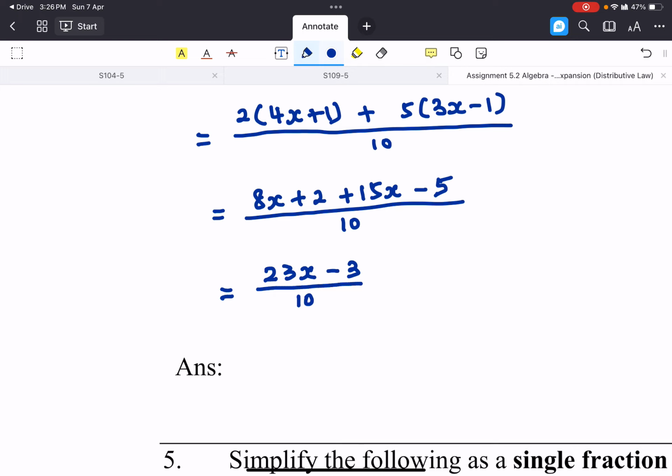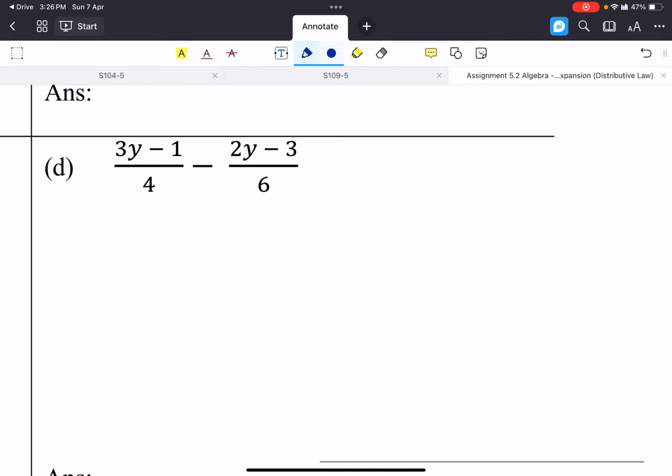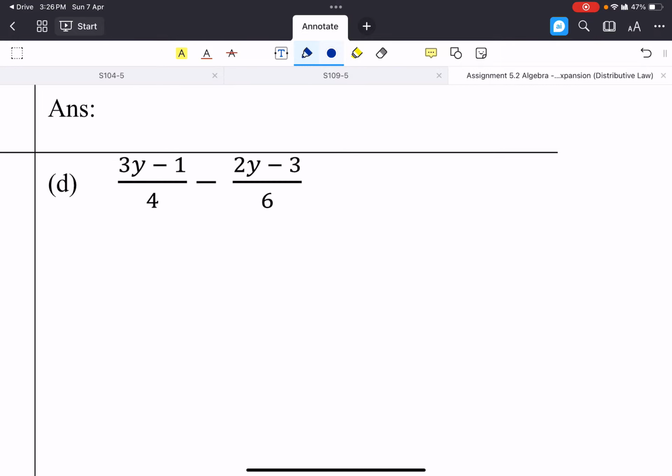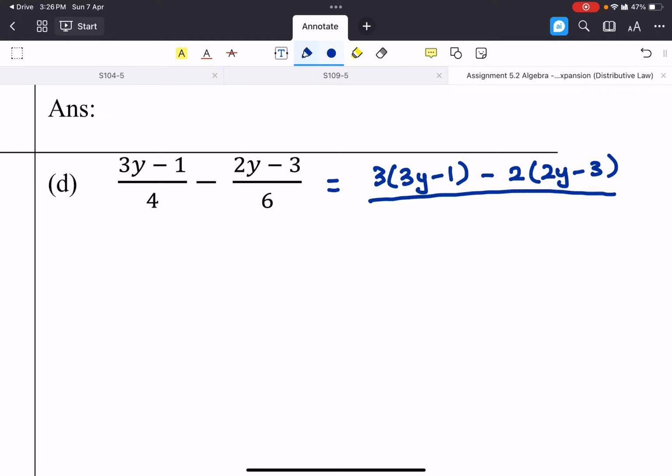All right. Okay, moving on to the next one. So over here, we have the denominators 4 and 6. We can make them both 12, which is the LCM of 4 and 6. So we will multiply by 3 on this side, 3y minus 1. And then on this side, we'll multiply by 2, right? So 2y minus 3. Well, let's not forget the denominator. The denominator has to be there, else they are not equal, right? So the denominator in this case is 12.